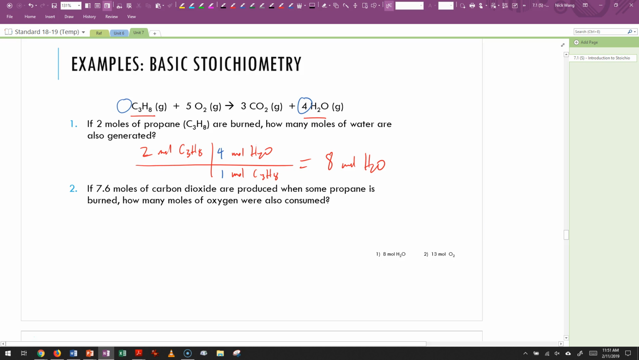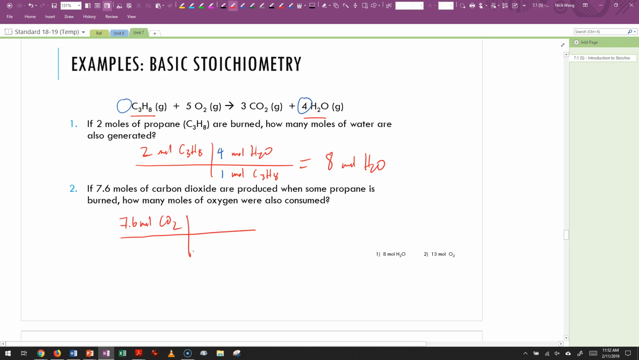Second one is kind of working the same way, right? If I'm given 7.6 moles of carbon dioxide, right, 7.6 moles of carbon dioxide are produced when some propane is burned. How many moles of oxygen were also consumed? So we're being given information about CO2, right? We're being asked about oxygen, how many moles of oxygen. Well, is there a way I can relate CO2 and O2? Yeah, absolutely. I can use the mole ratios, so let's make that happen.